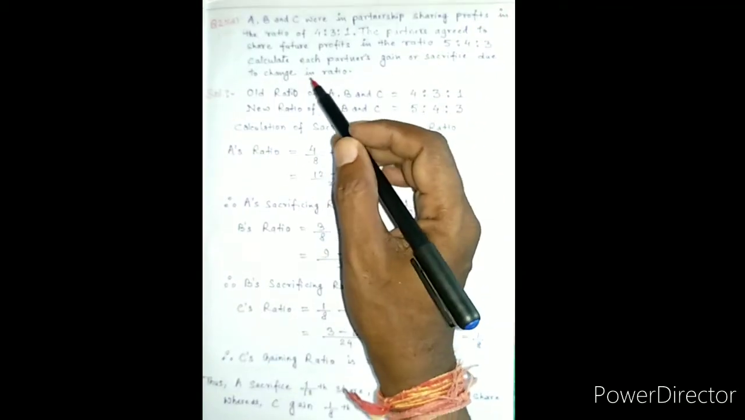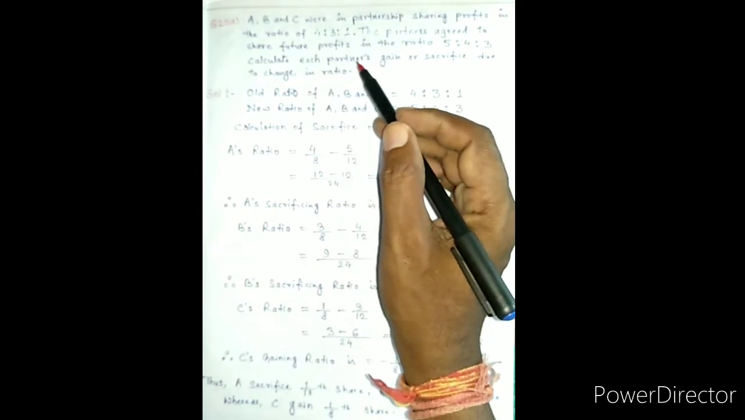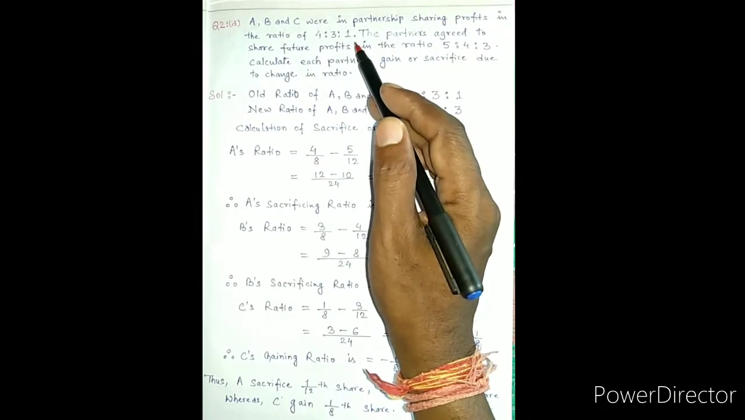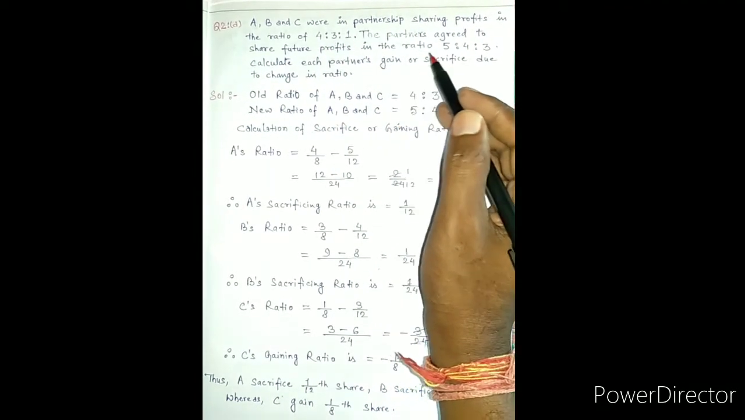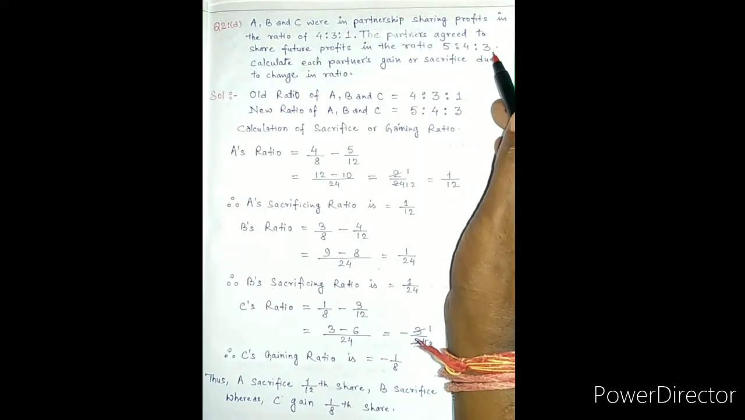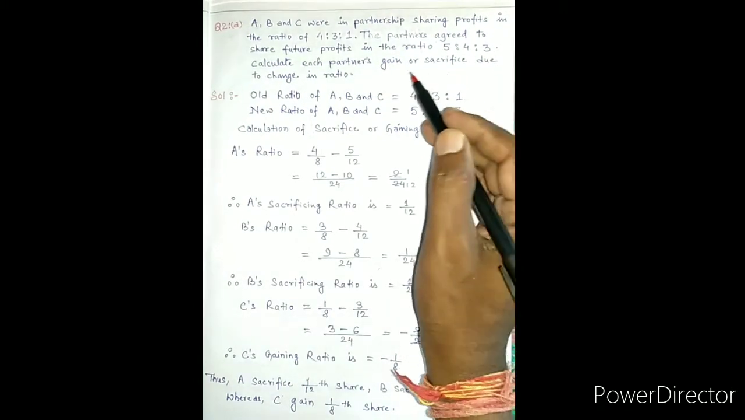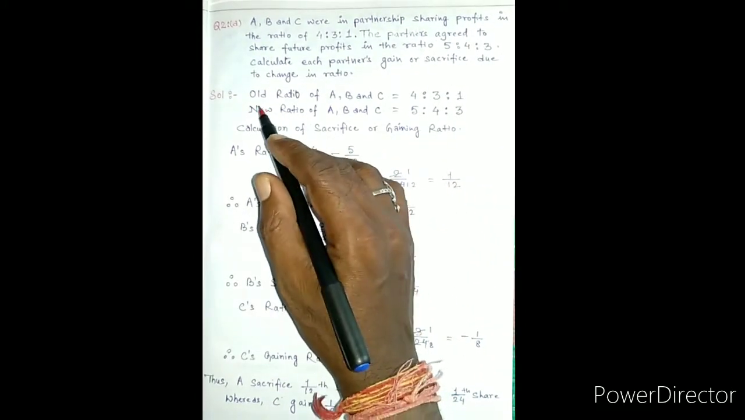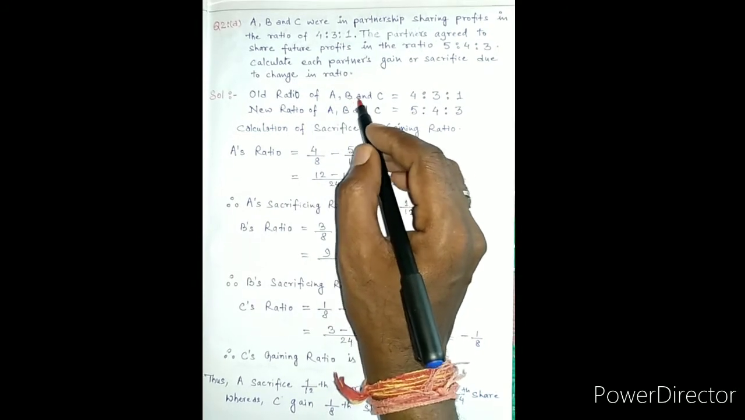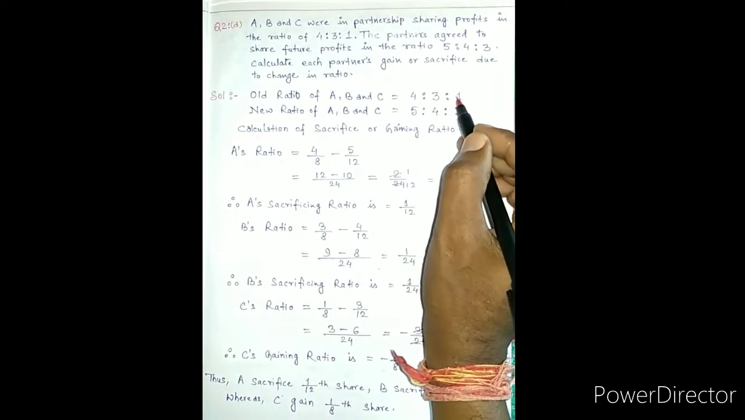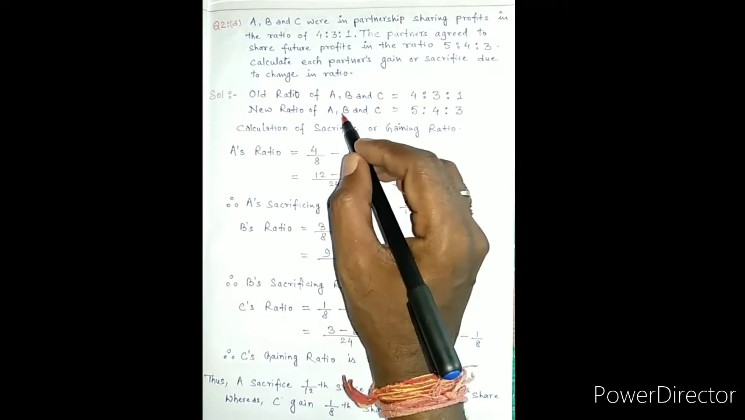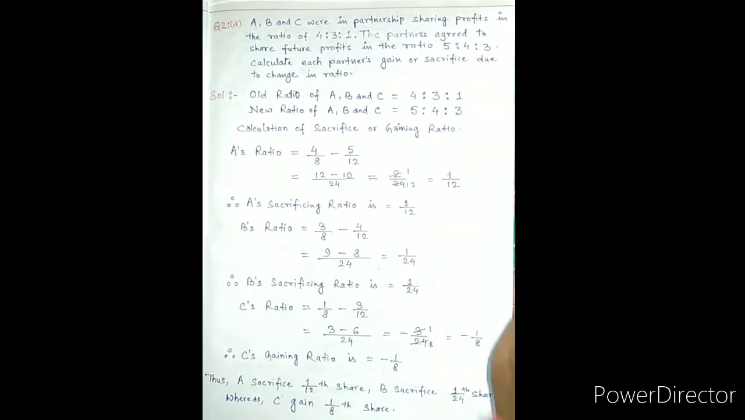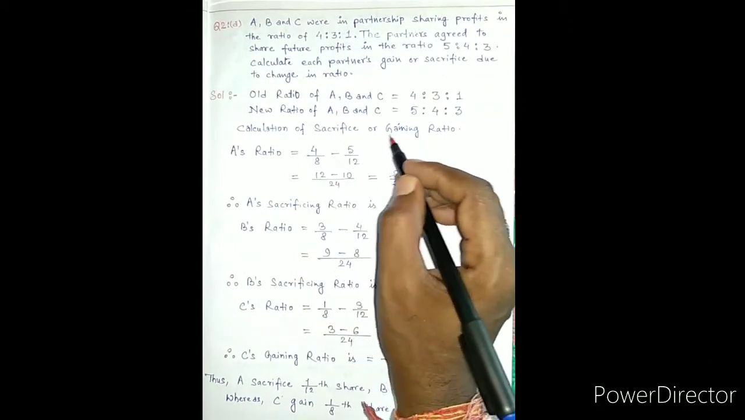So here A, B, C are three partners doing partnership business. They share their profit in the ratio 4 is to 3 is to 1. They agreed to share their future profit in 5 is to 4 is to 3. Now we have to calculate their gain and sacrifice ratio. So we know that the old ratio of A, B and C is 4 is to 3 is to 1, and the new ratio of A, B and C is 5 is to 4 is to 3. It's already given. Now we have to calculate the sacrificing and gaining ratio.